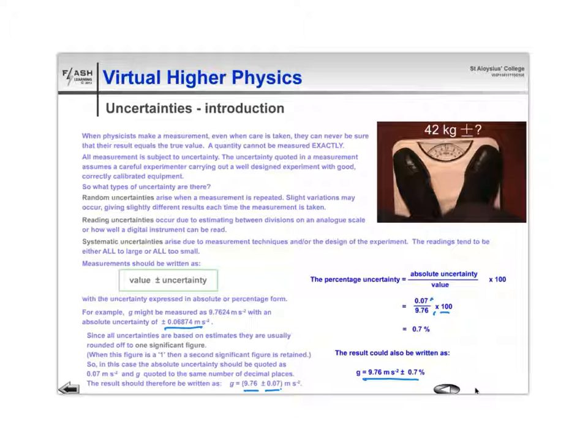The big advantage though of percentages is, as humans, we have a natural feel for how big a percentage is. You don't necessarily know that with the numbers. At 9.76 plus or minus 0.07, you might not know how significant that 0.07 is, whereas if it's a percentage, we have a much better feel.